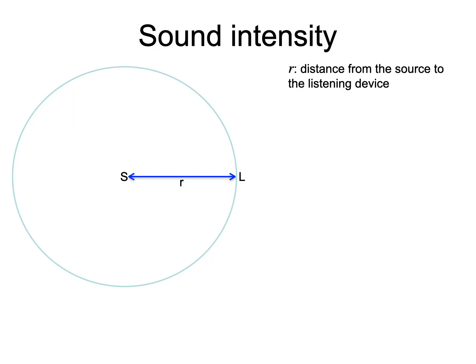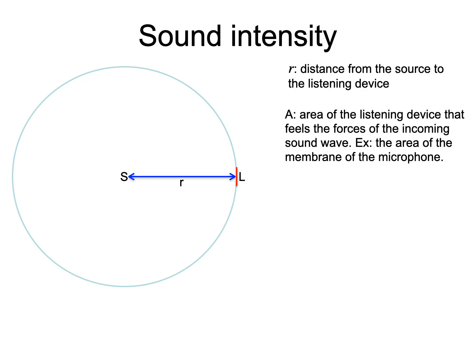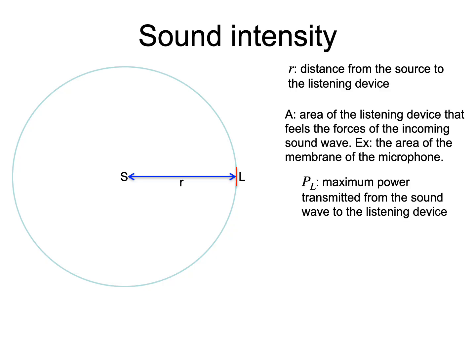For the listening device to be able to capture energy from the sound wave, it must come into contact with the wiggling air molecules. The more contact with the air molecules, the more energy is received by the listening device. Let us assume that the listening device puts out an area A in the path of the incoming wave. The maximum power input from the wave to the listening device will be a fraction of the power from the source. Let us say that PL is the maximum power received by the listening device.